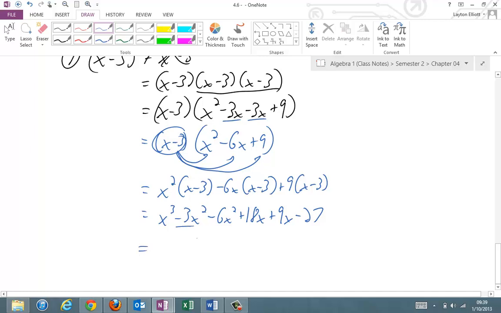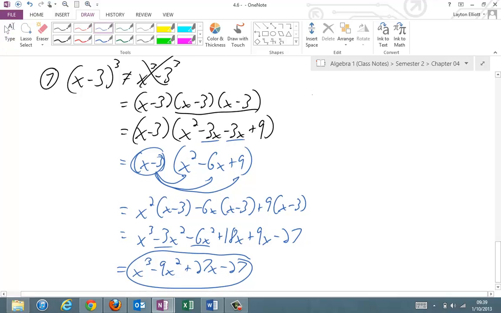Almost there. Combine our like terms. We still have an x cubed, but we now have a negative 9x squared. We have a positive 27x, and then minus 27. So you can see that if we had gone back to the original incorrect answer and said that this was really x cubed minus 27, it can't be because the final one has so many other terms that we'd be missing if we didn't multiply it all out.